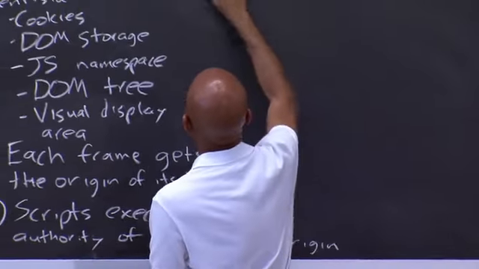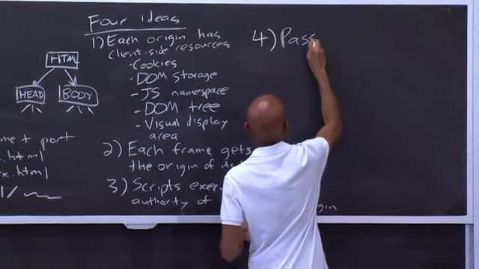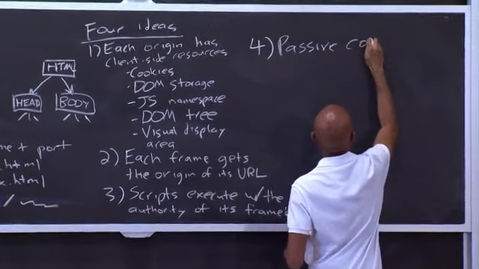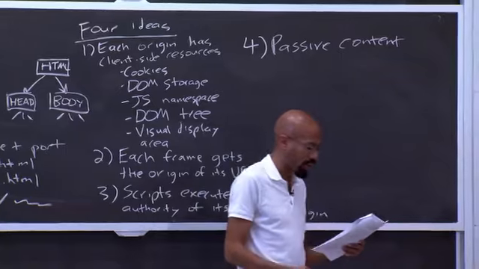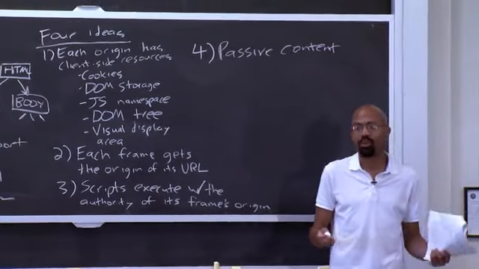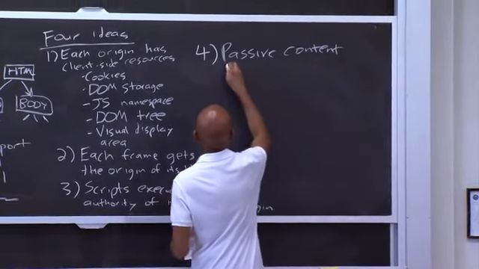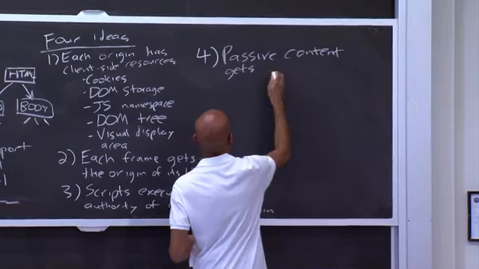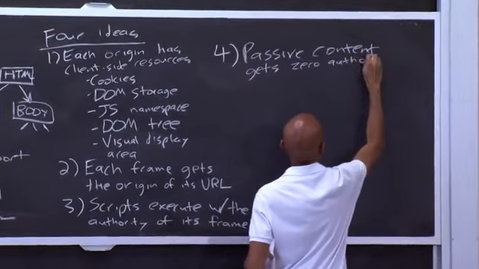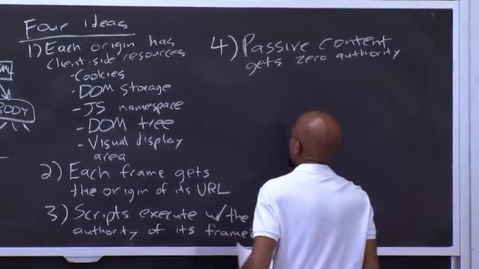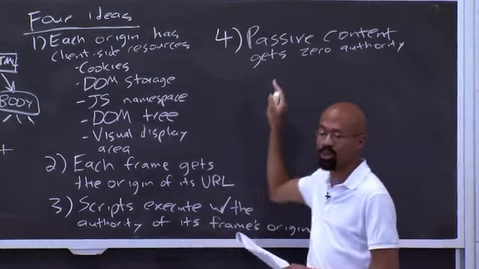And the fourth thing is there's passive content. So by passive content, I mean things like images, for example, right? Or CSS files or things like that. These are things which we don't think of as having executable code. So passive content gets zero authority from the browser. So that kind of makes sense. We'll see why this fourth thing is a little bit subtle in a second.